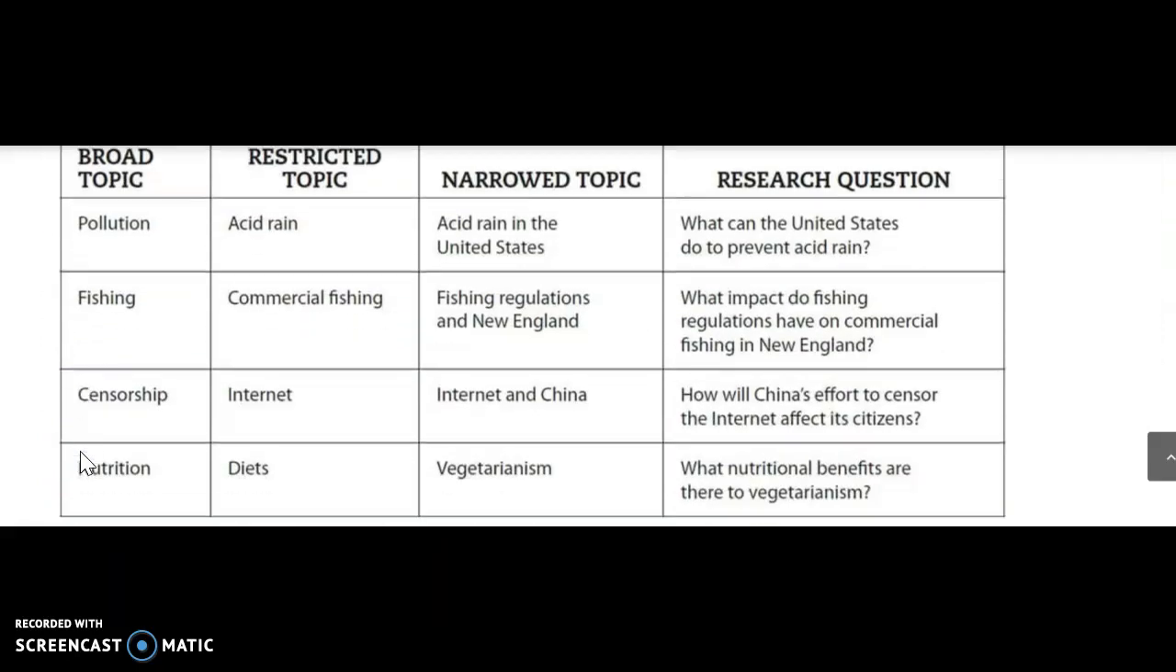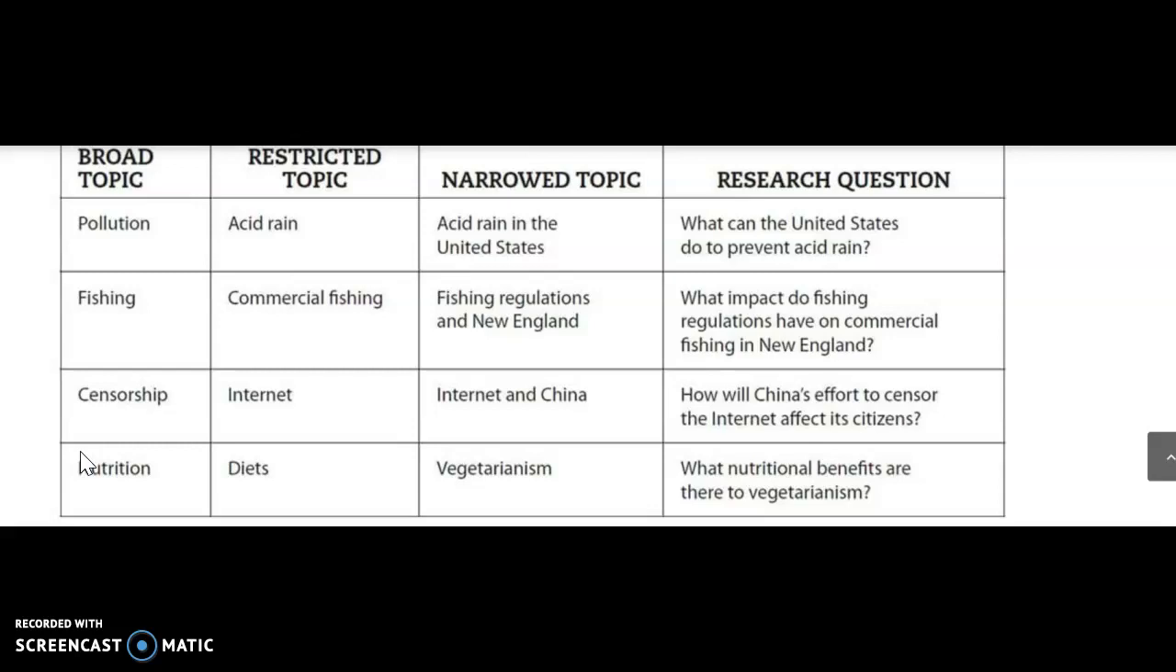Couple more examples. Broad topic, pollution. Restricted topic, acid rain. Narrowed topic, acid rain in the United States, and the research question, what can the United States do to prevent acid rain? Okay, broad topic, fishing. Restricted topic, commercial fishing. Narrowed topic, fishing regulations in New England. Research question, what impact do fishing regulations have on commercial fishing in New England?